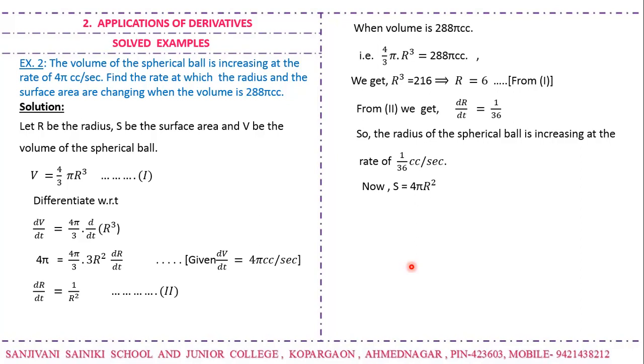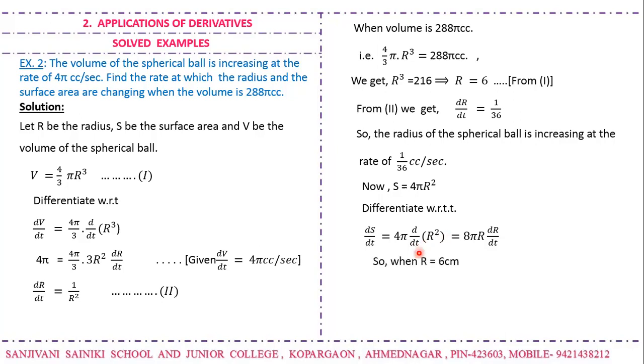4 pi r square. Differentiate it with respect to t. We get ds by dt, the rate of change of the surface area, and it is given by 4 pi d by dt of r square. It is 2r dr by dt.